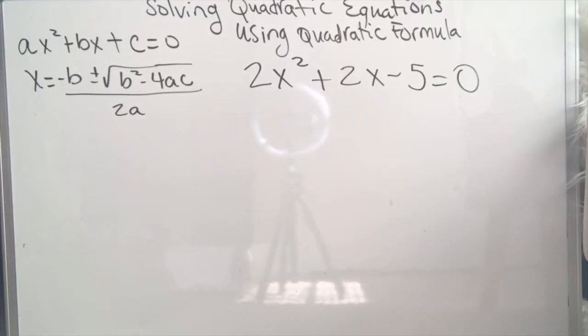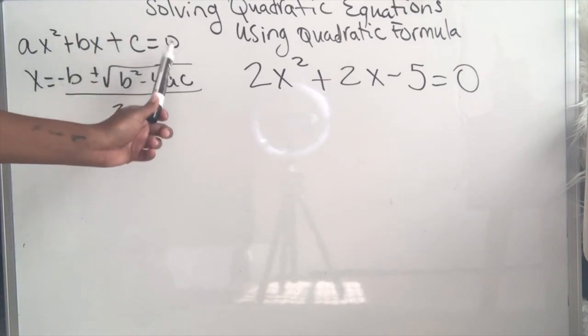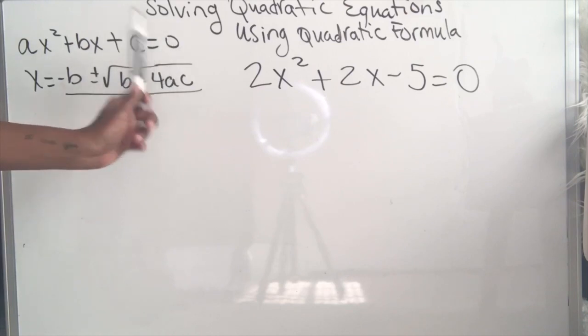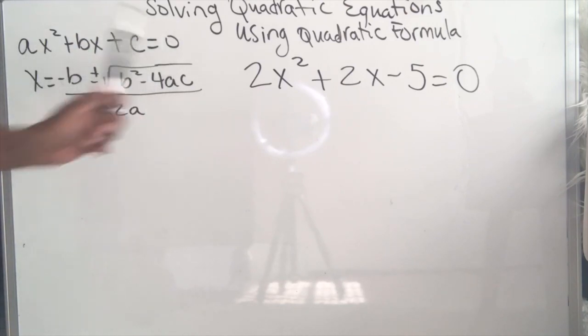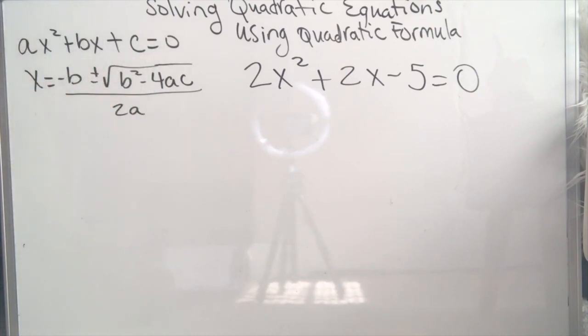Today's lesson is on solving quadratic equations using the quadratic formula. A quadratic equation will be written as ax squared plus bx plus c equals 0. It makes an equation because you have an equal sign, and you want to make sure that your equation is equal to 0. So if it's not equal to 0, make sure you get everything on the correct side.